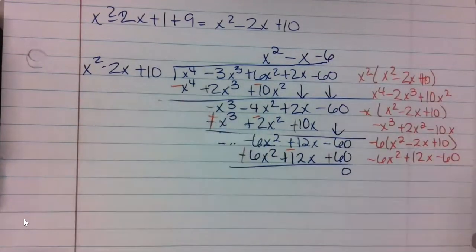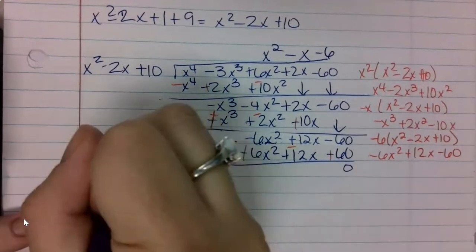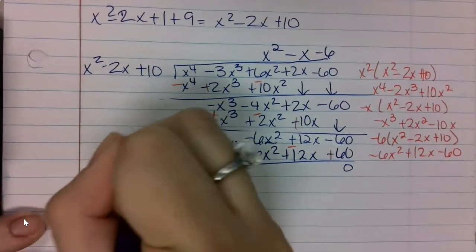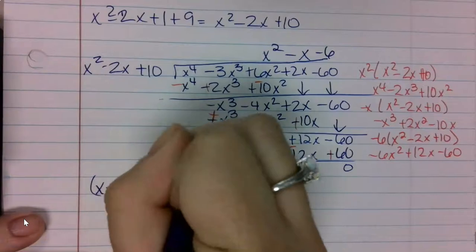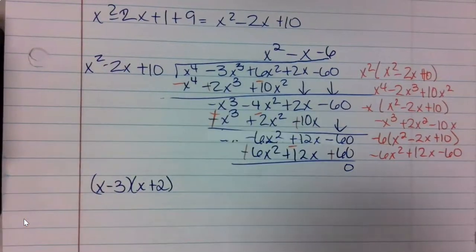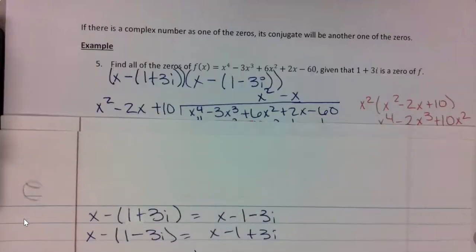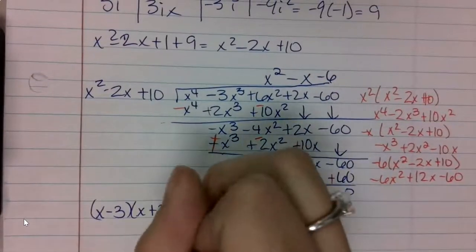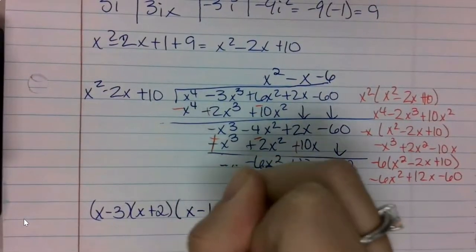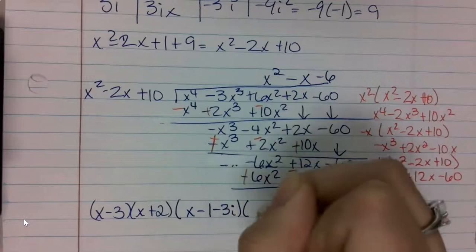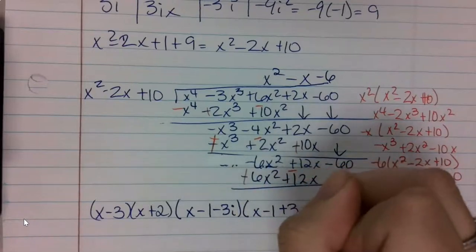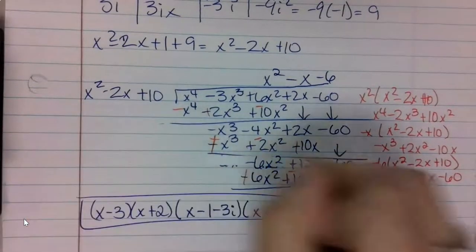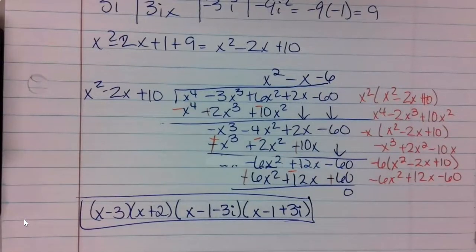So I'm looking for what multiplies to negative 1 and adds to negative 6. That is negative 3 and positive 2. And then I want to go back and add in those other zeros I got at the very beginning. So these two zeros, or the ones I wrote up here. I'm going to write the ones where I've already distributed. So I had x minus 1 minus 3i, and then times x minus 1 plus 3i. So those came from my very beginning.